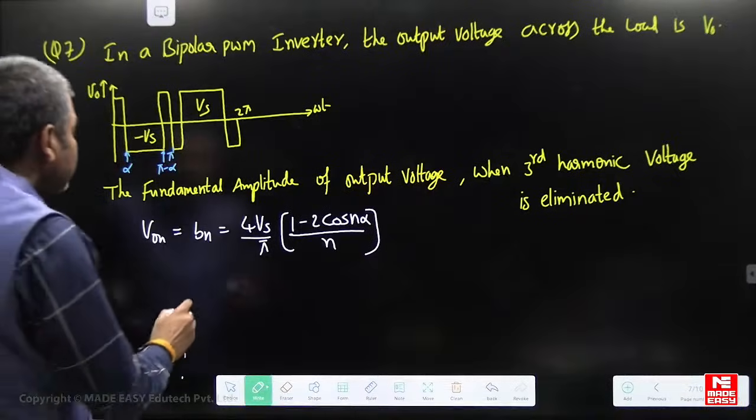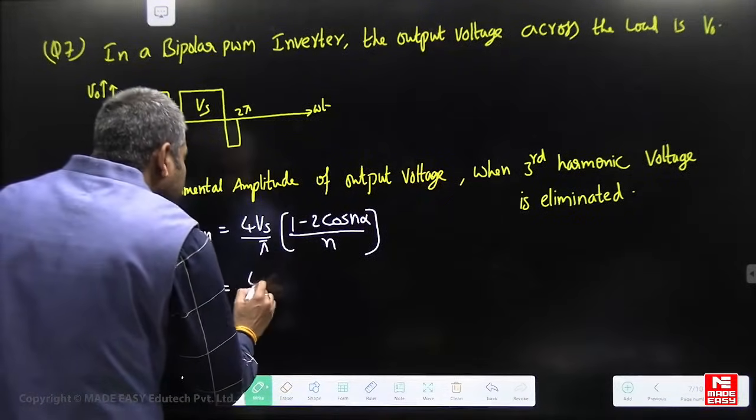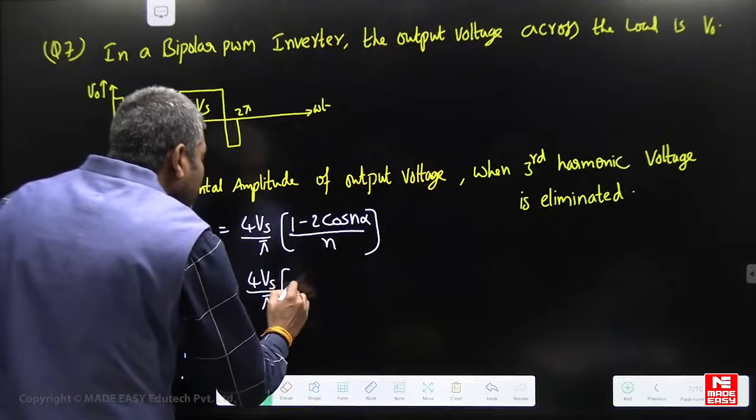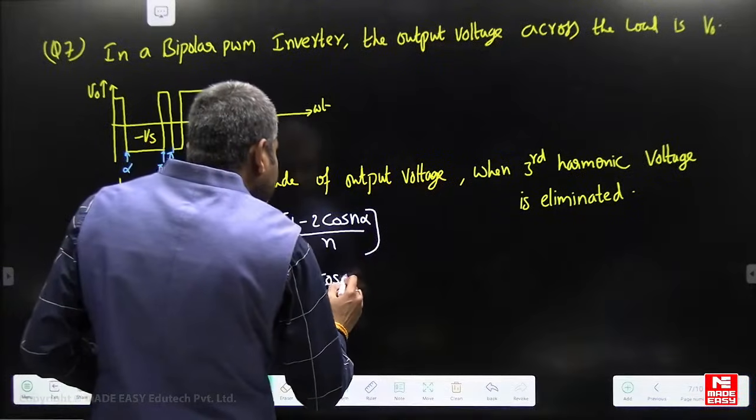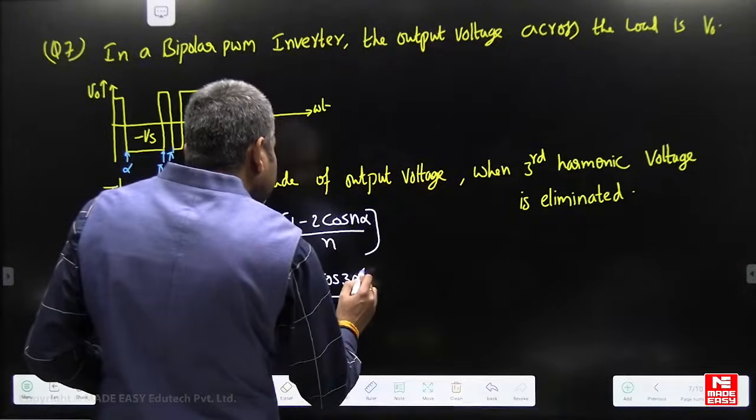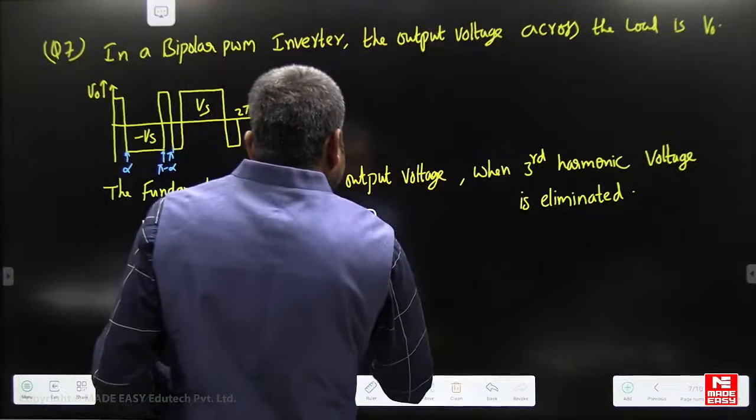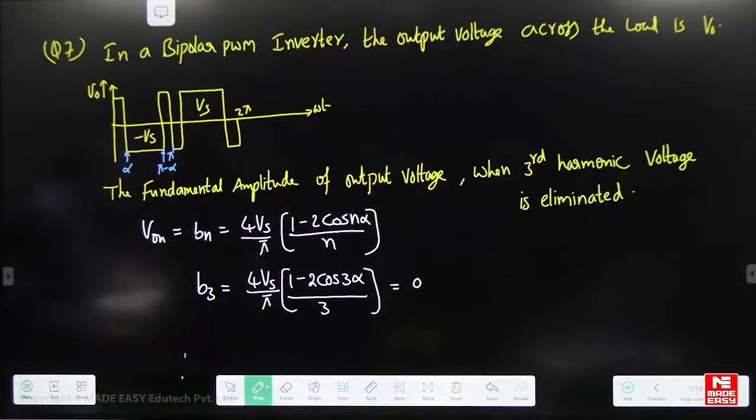Now I want to eliminate the third harmonic amplitude. So third harmonic means n is equal to 3. 4 Vs by pi, (1 minus 2 cos 3 alpha) by 3. 1 minus 2 cos 3 alpha is equal to 0. So we have to eliminate this third.